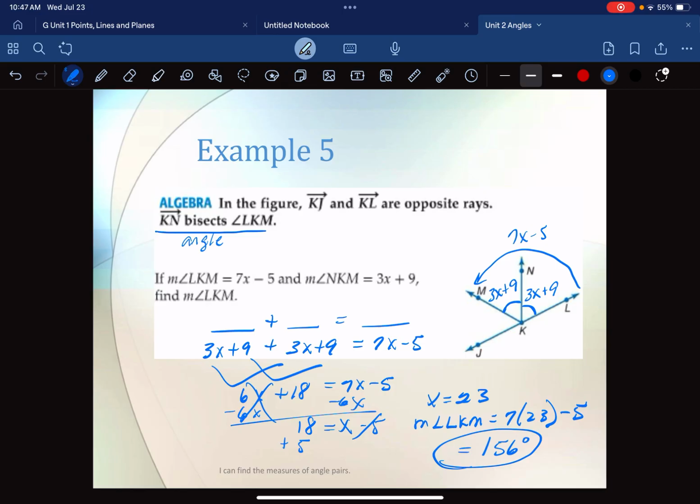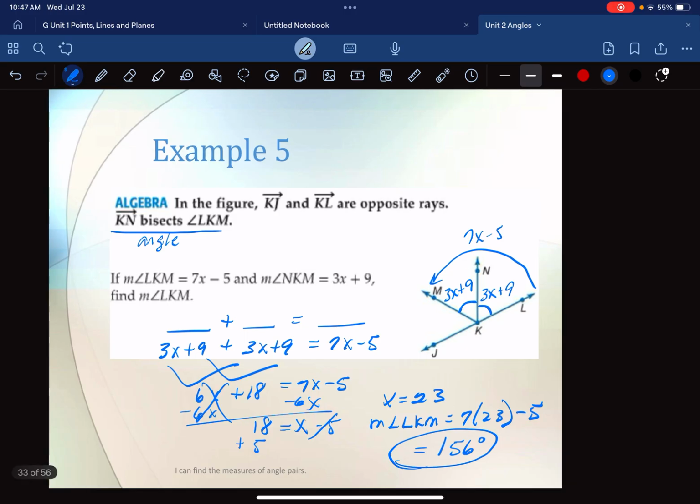Okay, so we see this small plus small equals large scenario that we had with segments, right? Except this time it's with two smaller angles that are adjacent and they add up to the larger angle.